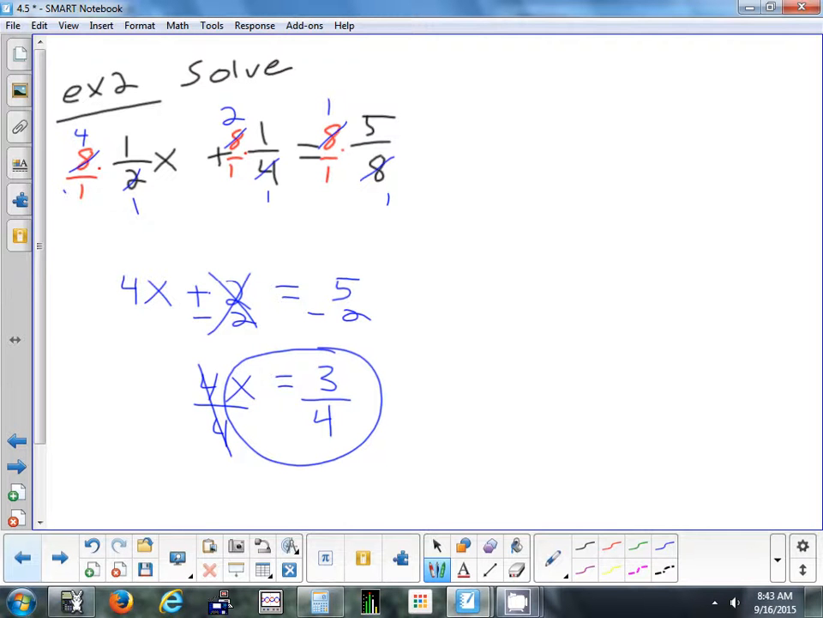Perfect. That's it. Right? So if you get the basic idea of solving equations, the only extra step you got to do to start is multiply everything by that LCM. Okay, anybody have any questions so far? Okay, let's try one more kind of easy one, then we'll try one more that's a little harder, and then we'll do a word problem.